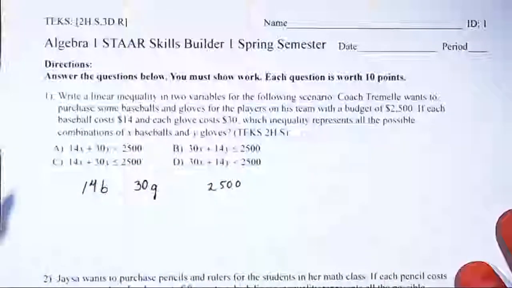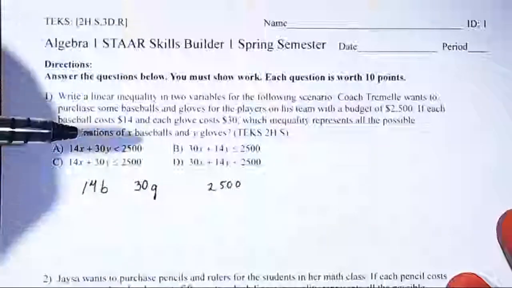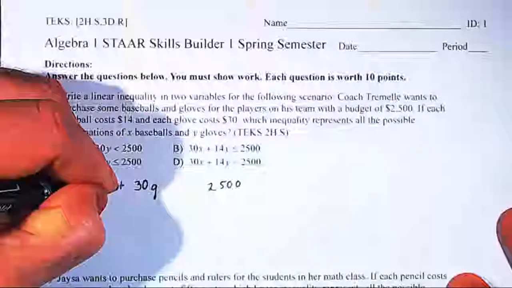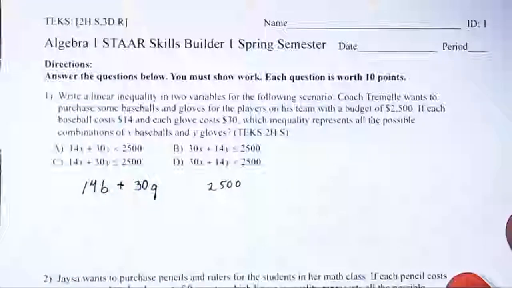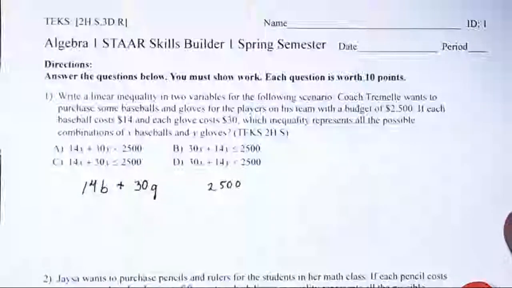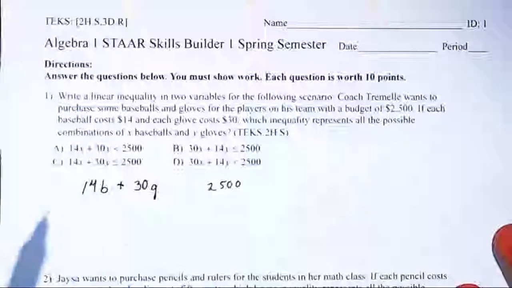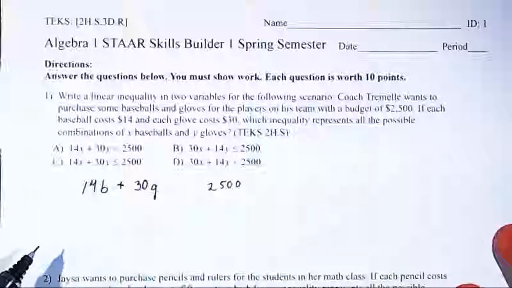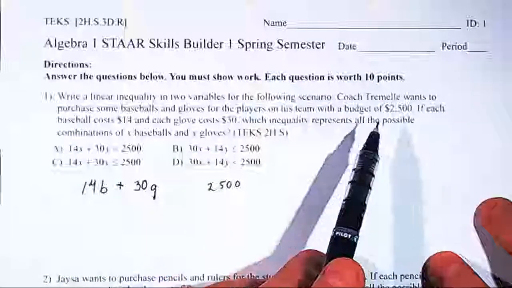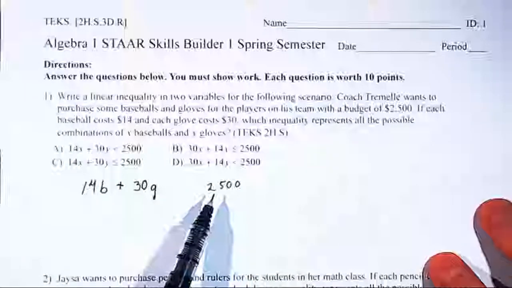This is our setup. And the English word "and" here is giving us the indication that if we're shopping for baseballs and gloves, we're going to need to add the total cost of the baseballs and the total cost of the gloves. And what it says is here, this is the tricky bit, we have to write an inequality that represents this, because Coach Trammell has a total budget of $2,500, which we've represented here.